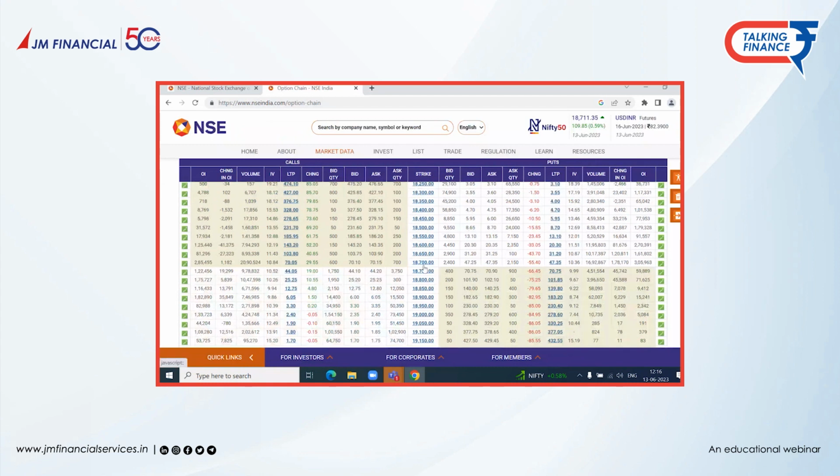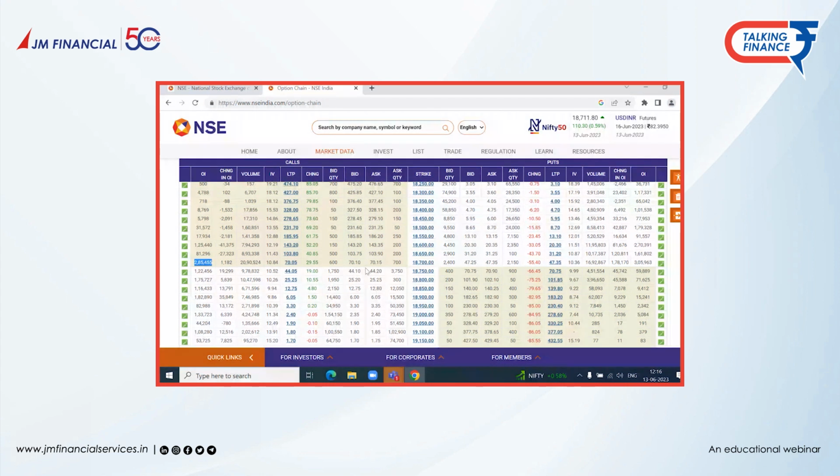In the 18,700 strike you can see a call option and you can also see a put option. Now you can see there are some numbers attached to it. If I see the 18,700 call option, you can see my OI, which is my open interest for this particular strike, is giving me a figure of 2.85 lakh. It's in contracts. Earlier on the NSE site it used to come in shares, now it has been converted to contracts. So this is actually 2.85 lakh contracts open.